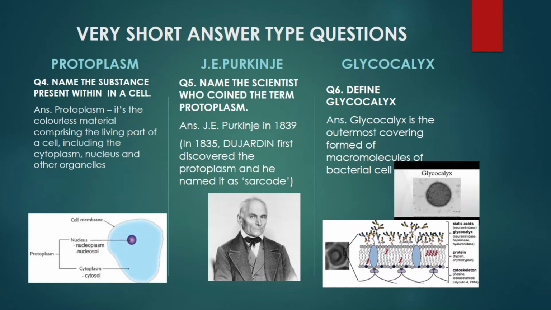It is protoplasm. Protoplasm is the colorless material comprising the living part of a cell. It is the colorless material other than the cell wall and cell membrane, whatever comes inside the cell, and is known as protoplasm. It is the living part of a cell. It includes cytoplasm, nucleus, organelles, inclusions, whatever is present inside the cell. Except the cell wall and cell membrane, the whole thing inside a cell is called protoplasm. Clear?